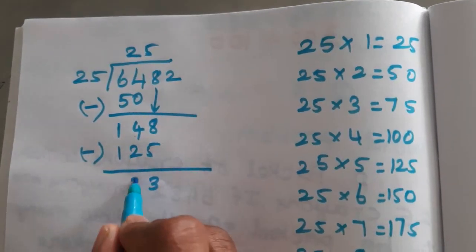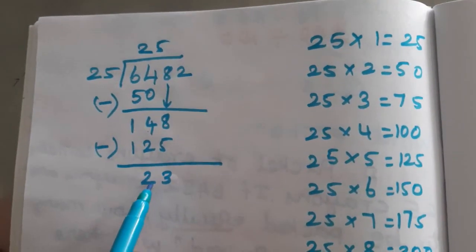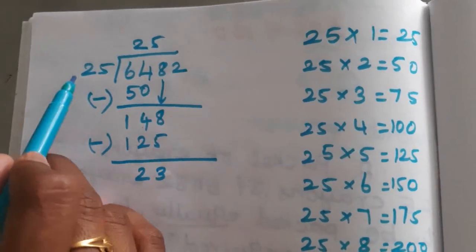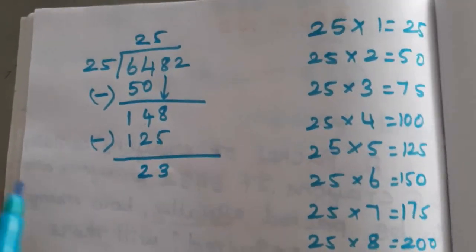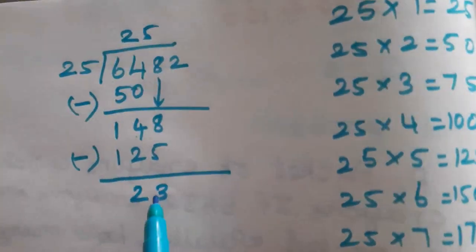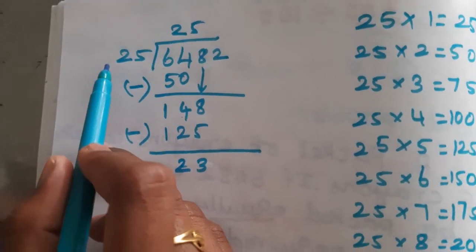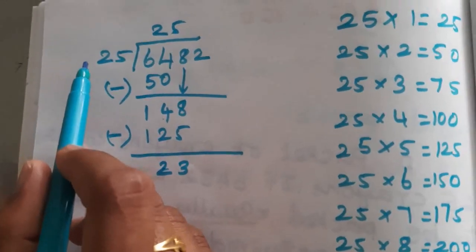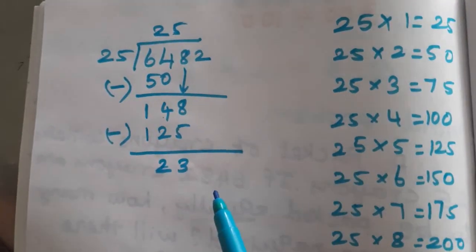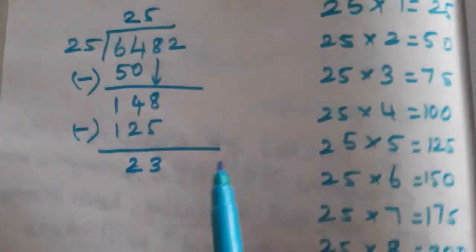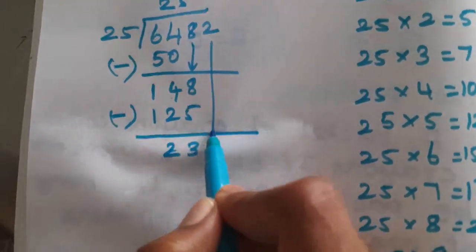Compare 23 with the divisor. At each step you have to compare with the divisor. 23 compared with 25, which is greater? The divisor is greater, so it should not come. Always the dividend only is greater. So again we have to take the next place.